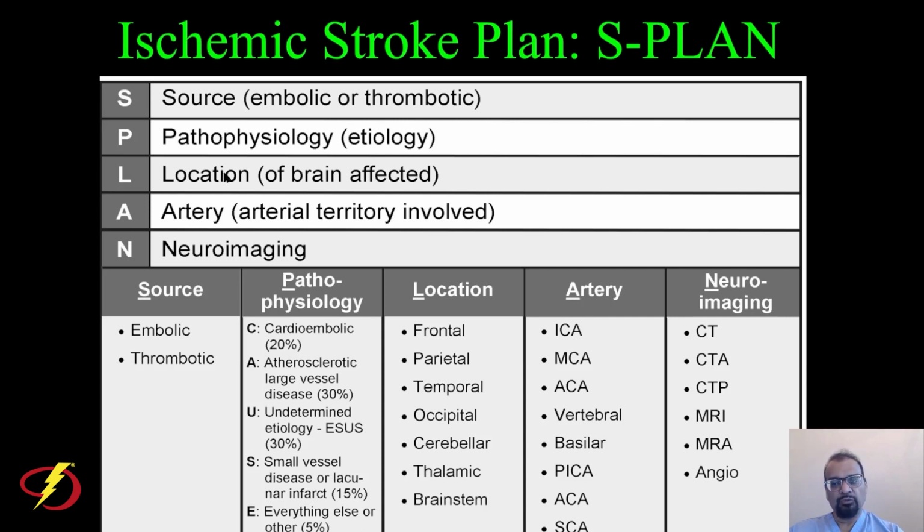Where's the location? What area of the brain is affected? Is it the frontal lobe, the parietal lobe, the temporal lobe, occipital lobe? Is it cerebellar? Is it thalamic? Brainstem. The arterial territory involved. What arteries are involved? Is it the internal carotid artery, the MCA, ACA, vertebral, basilar, etc. And neuroimaging. So what does the neuroimaging show? Okay. And by the way, this location of where the stroke occurs will also determine the patient's symptoms.